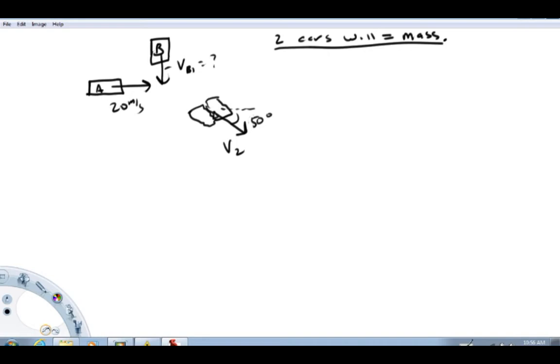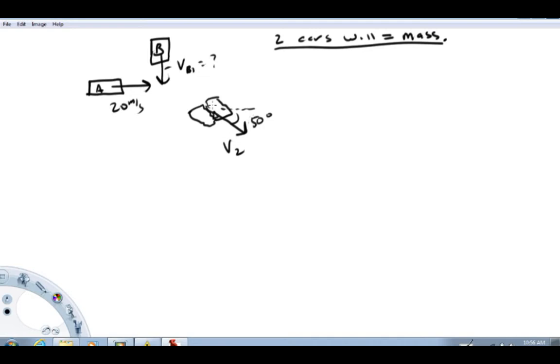The important thing here is how to analyze this problem. What we want to be able to write is before and after equations. What types of things are the same before and after? The one thing that's not the same is kinetic energy. There's going to be substantial kinetic energy loss when these two cars collide, as evidenced by all the damage.